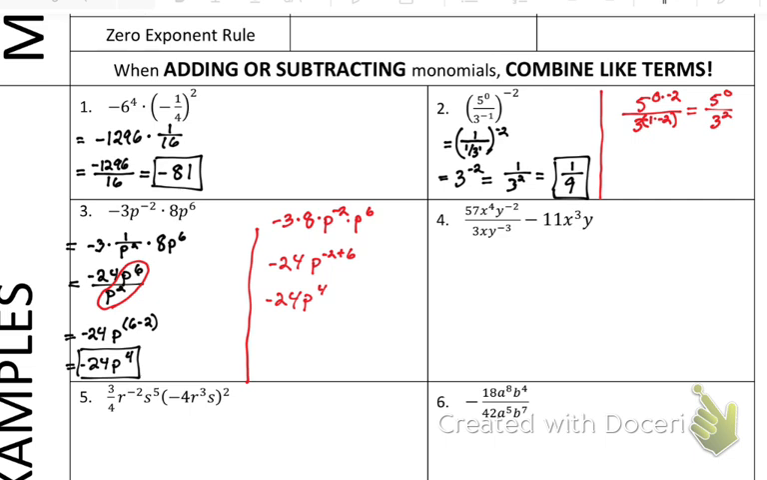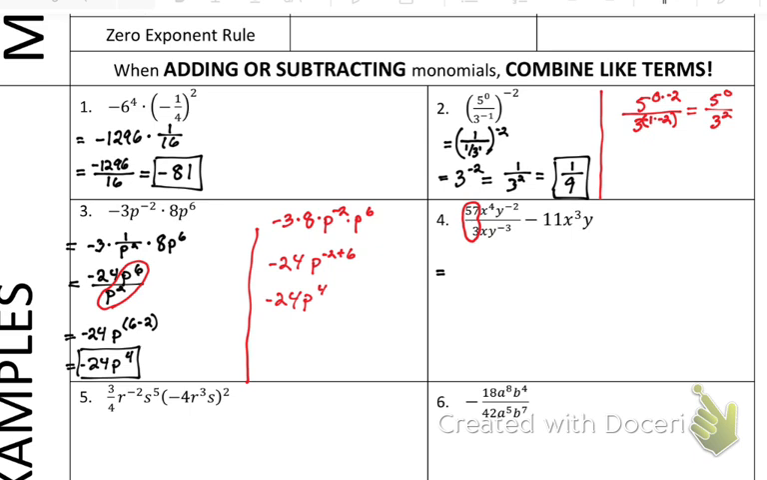All right, our next one. Let's get rid of this first, realizing that we have some subtractions that we can do. The first thing I'm going to look at is 57 over 3. Does 3 go into 57? We can check with our calculator.